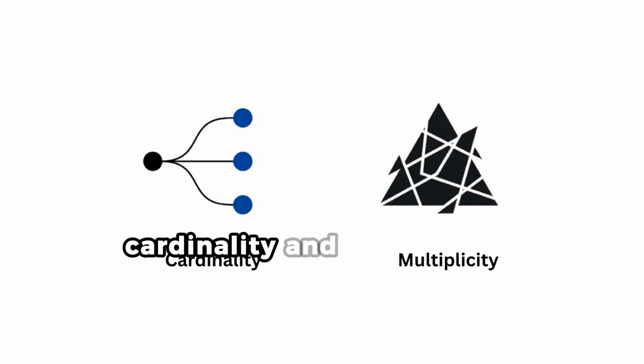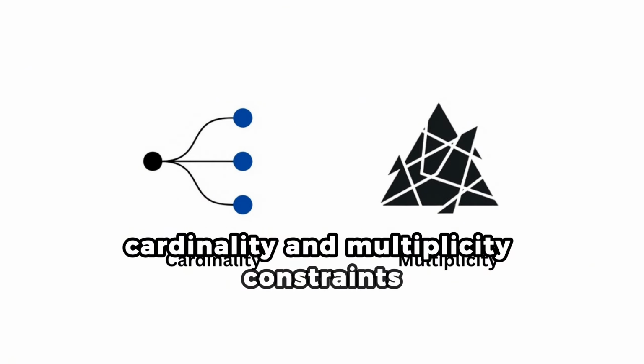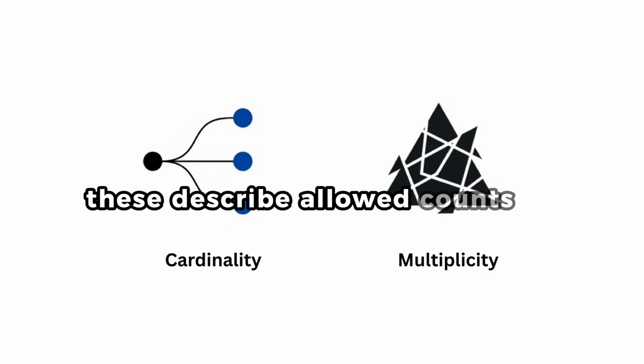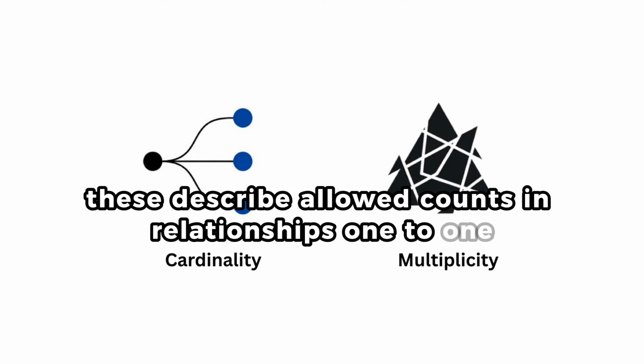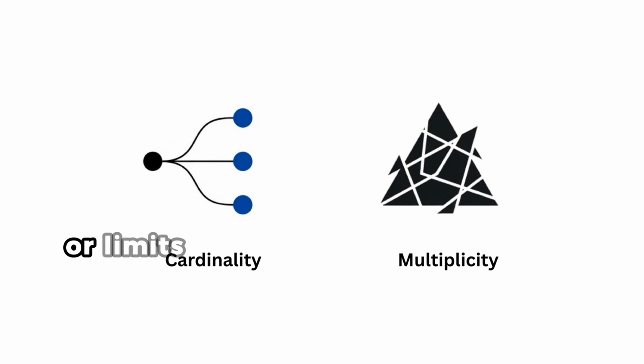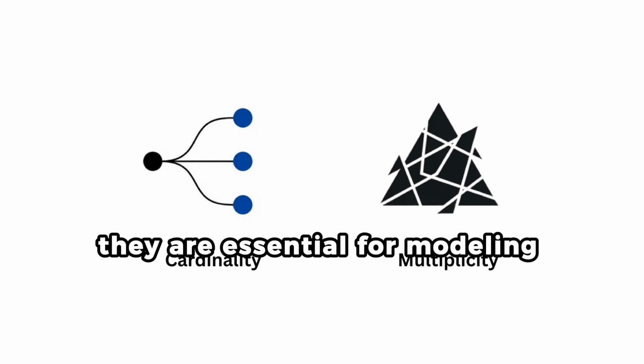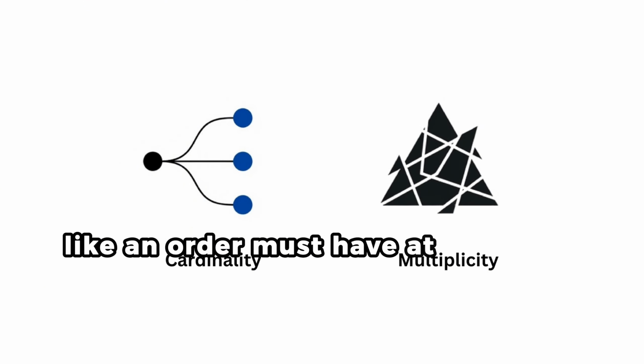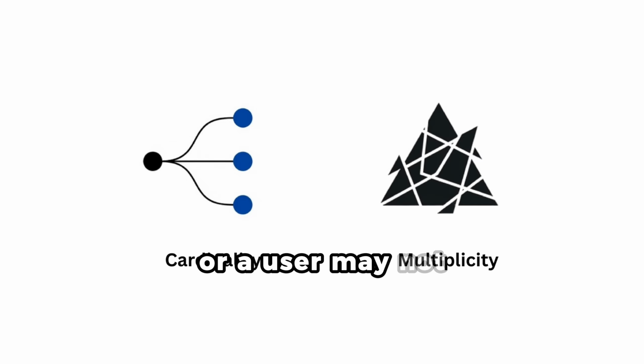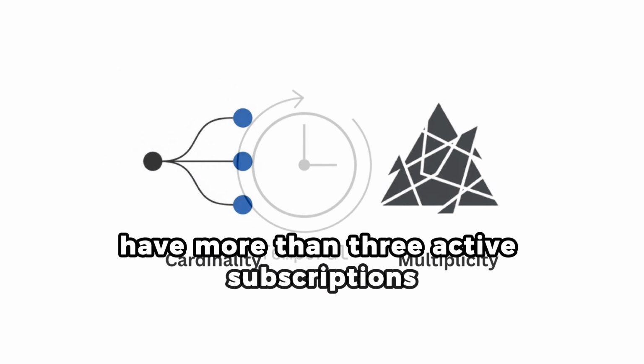Sixth, cardinality and multiplicity constraints. These describe allowed counts in relationships, one-to-one, one-to-many, or limits on how many related items are permitted. They are essential for modeling business rules like an order must have at least one item, or a user may not have more than 3 active subscriptions.